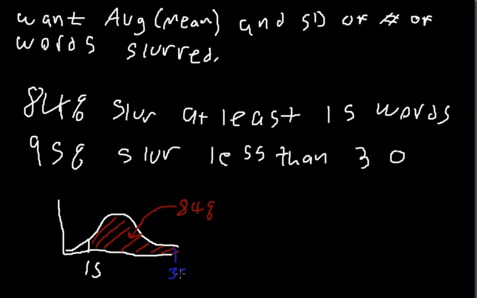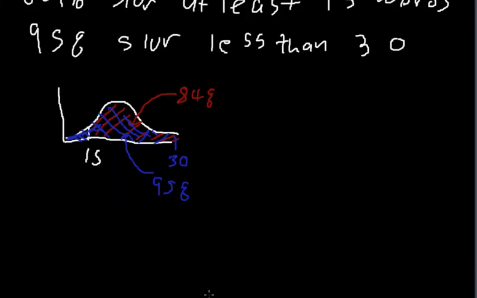And this bluish color, so the hatch is going the other way, we know that this area continues all the way over here. So the blue area is 95%. 95% slur less than 30 words. So now we've drawn out our area. So how do we find the mean and standard deviation from this?